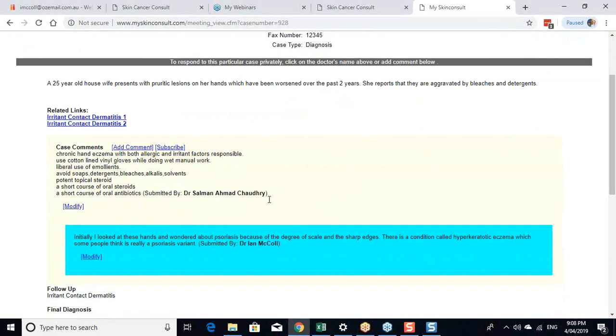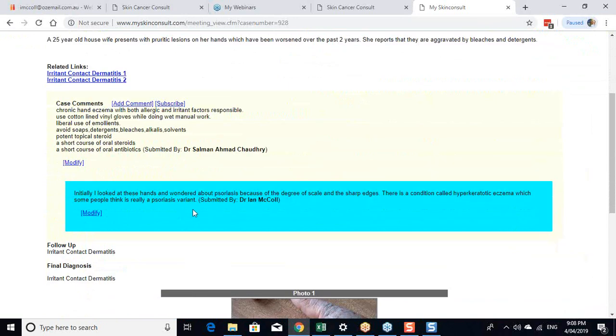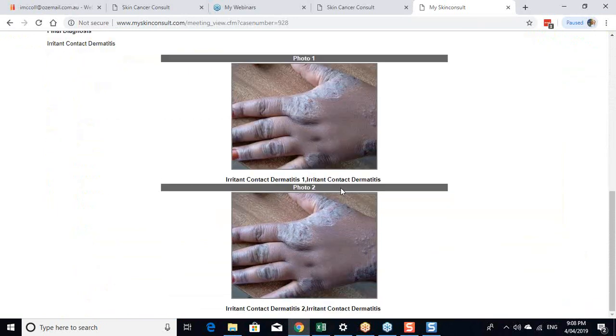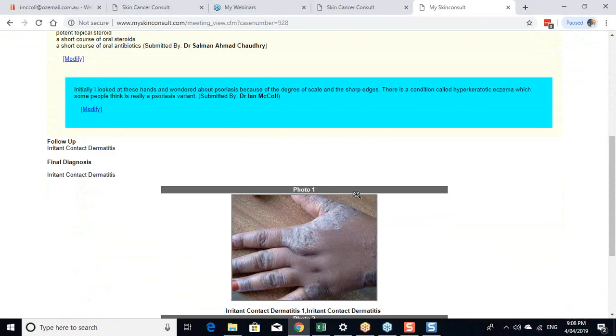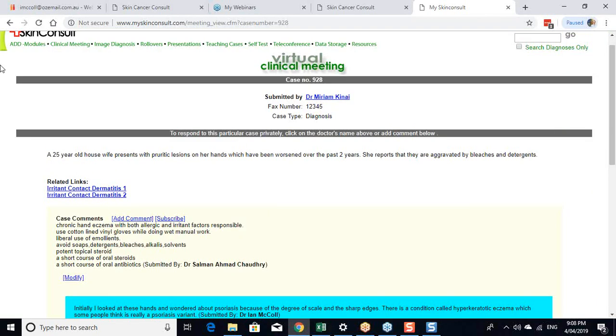I've commented there that chronic hand eczema often has both allergic and irritant factors. Initially, I looked at these hands and wondered about psoriasis because of the thick scale and the sharp edges. There's a condition called hyperkeratotic eczema, which some people think is really just a psoriasis variant. But as I say, a strong topical steroid, good moisturizers, avoid soap, and that will settle.